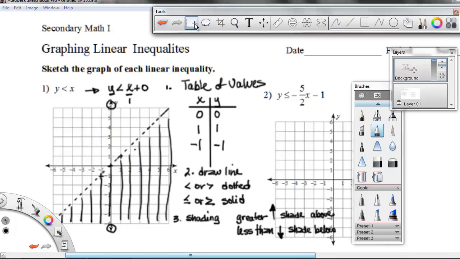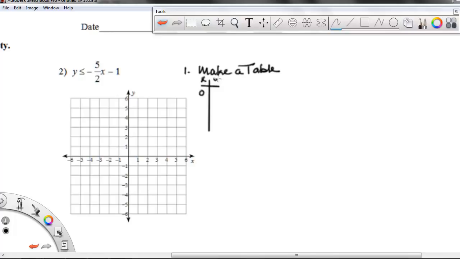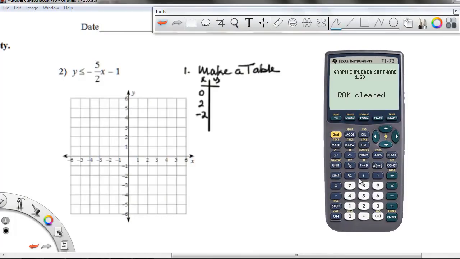Okay, we're going to jump over and do problem 2. Let's again go through the steps. We are graphing y is less than or equal to negative 5 over 2x minus 1. Again, we want to start by making a table. Our first value needs to be 0, and our denominator is 2, so my first x will be 0, my second x will be 2, my third x will be negative 2. I'll go ahead and use a calculator to figure these values out.